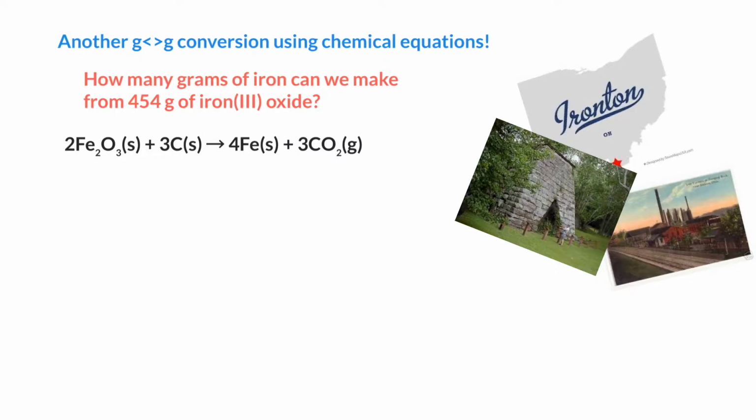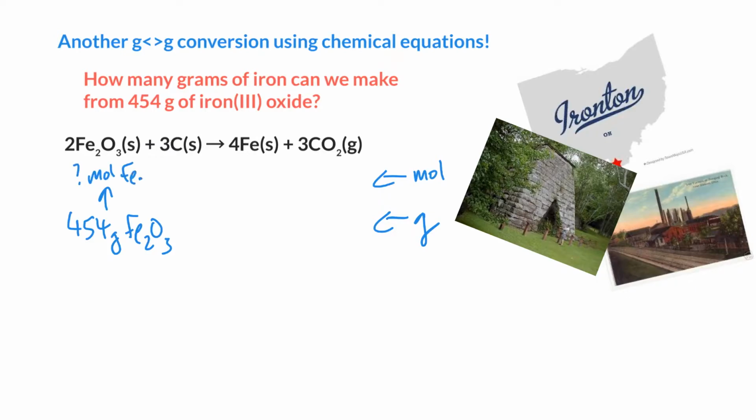Same way as before, we set up our lines. So we've got moles and grams, and we're going to start off with 454 grams of iron(III) oxide, and we're going to convert it to moles of iron(III) oxide. So that is step 1. And then we're going to go to grams of iron. So we need to go all the way over to the iron. So we need to know how many moles of iron. And then we can go all the way down to the gram line. And that is our third step.